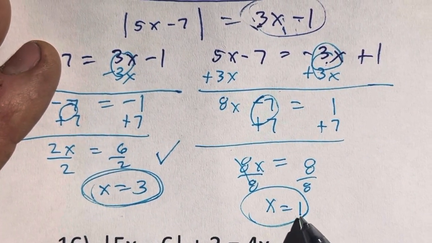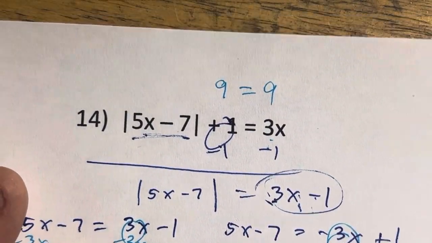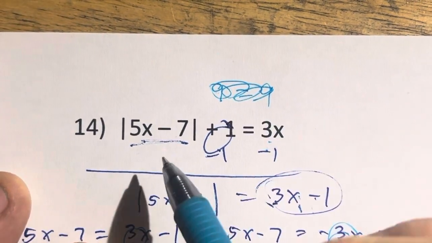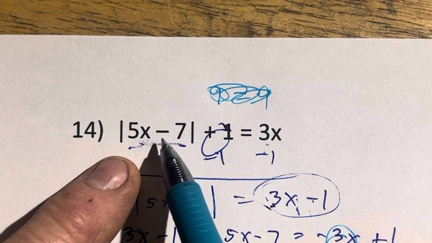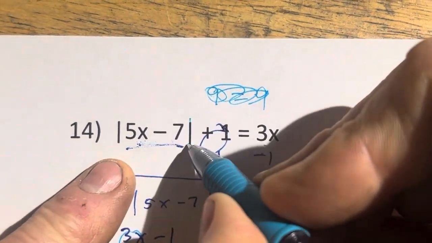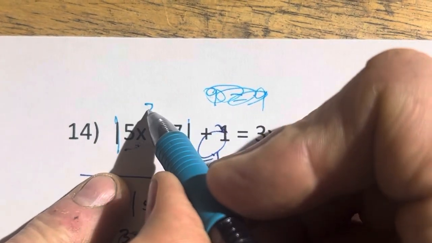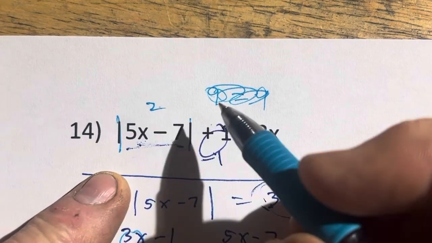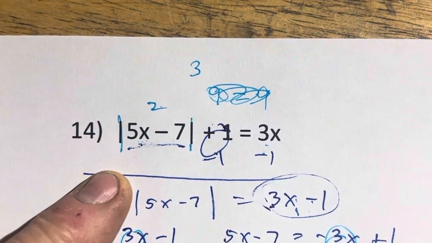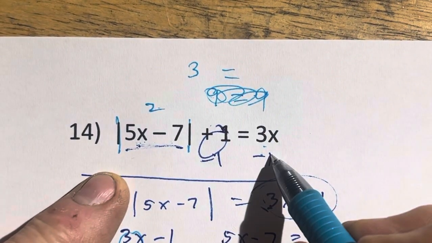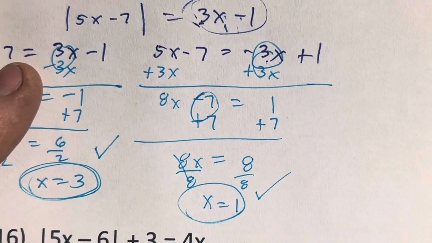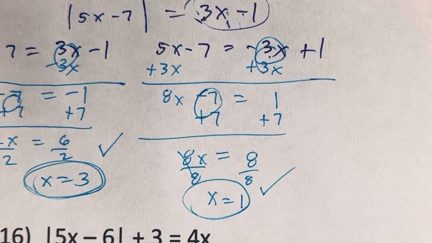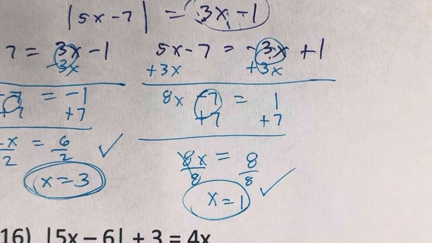What if x equals 1? Well, let's put 1 in the equation. So let's mark this out here. If I put 1 in, 5 times 1 is 5. 5 minus 7 is negative 2. Well, the absolute value of negative 2 is a positive 2. And 2 plus 1 would be 3. Now, if I put 1 in over here, 3 times 1 is 3. And sure enough, this answer works as well. So both answers work.